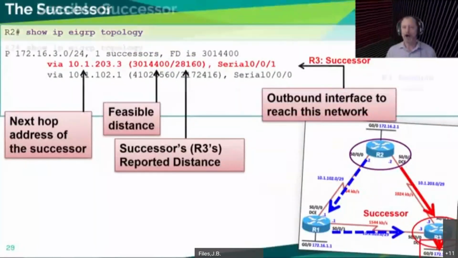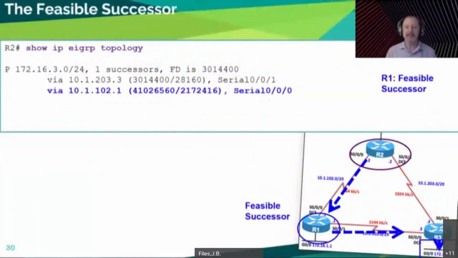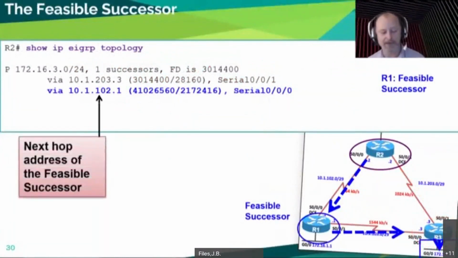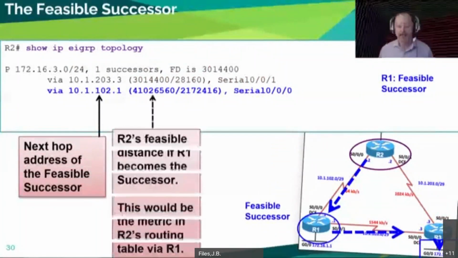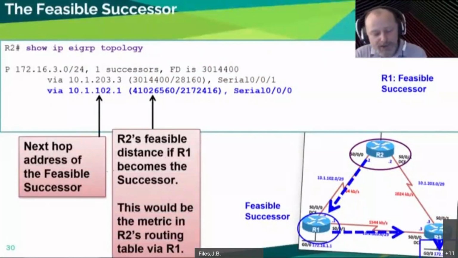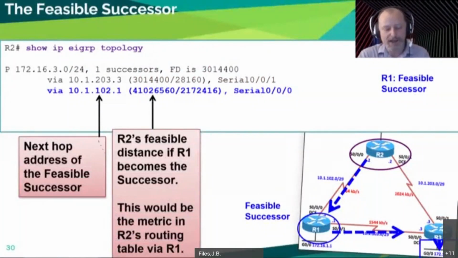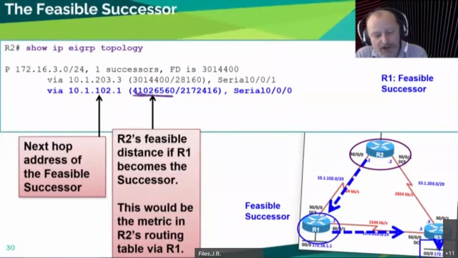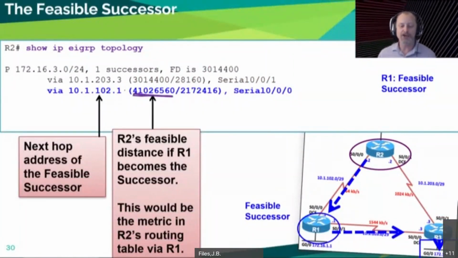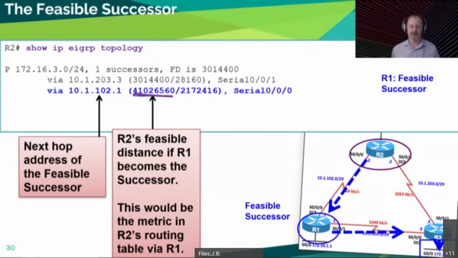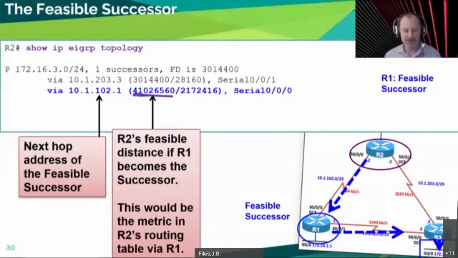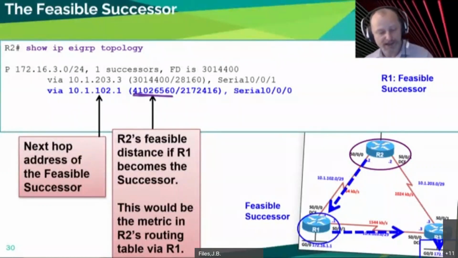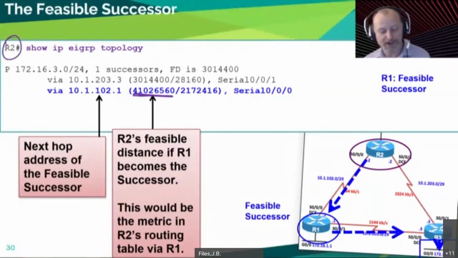R1 in this case is the feasible successor. Again, we have the next hop address. And then R2's feasible distance if R1 becomes the successor. So if R2 were to become the successor, that's its feasible distance. This would be the metric for R2 if it used that route.